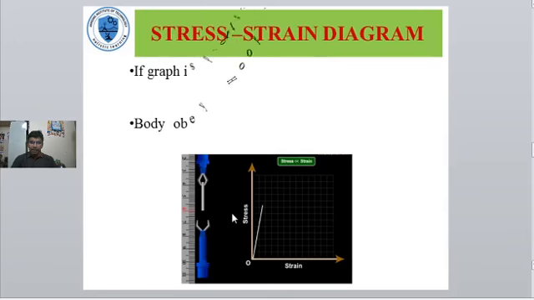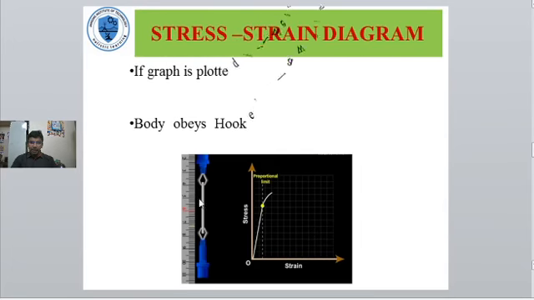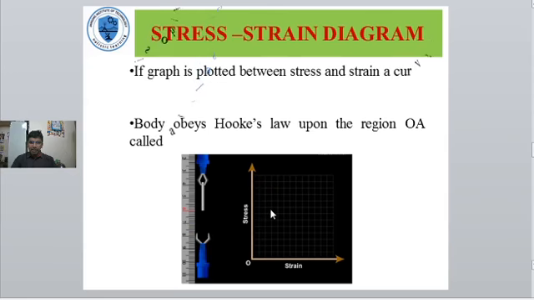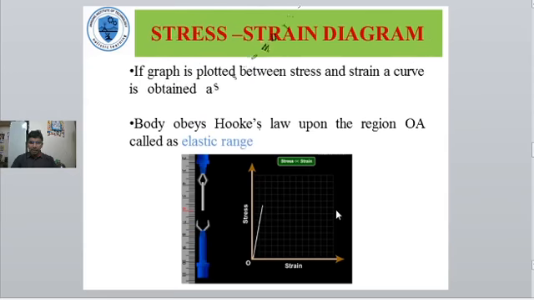So look at the image here. Initially they are applying a uniform stress. Further and further they are increasing the stress. It will change the nature of the material from elastic nature to plastic nature, then it will break the specimen.